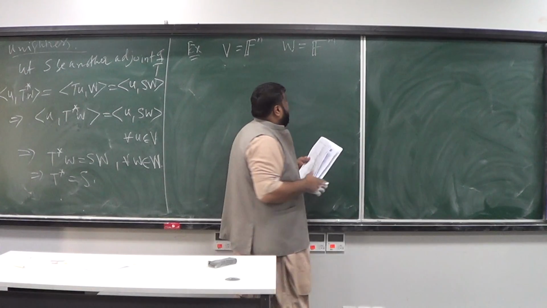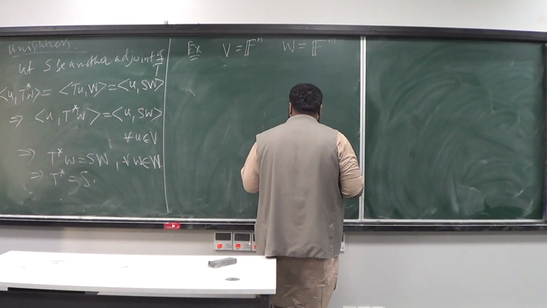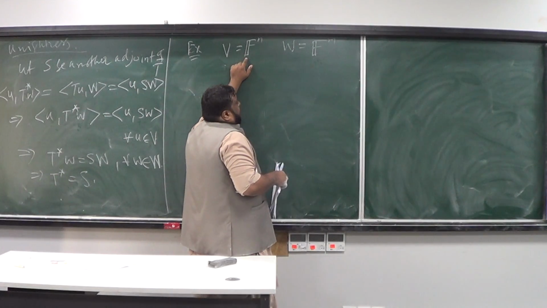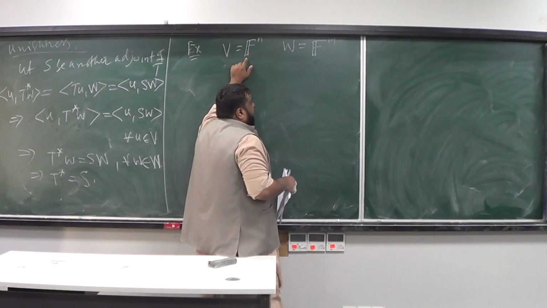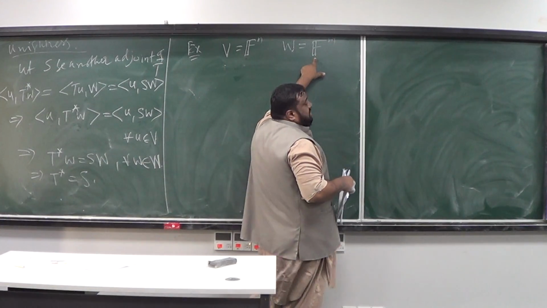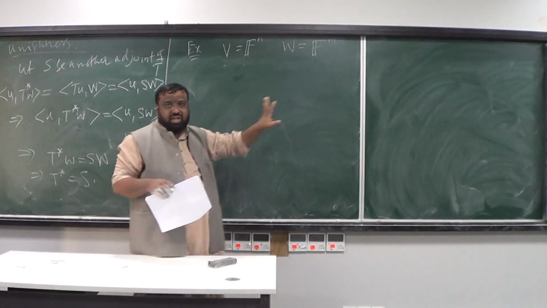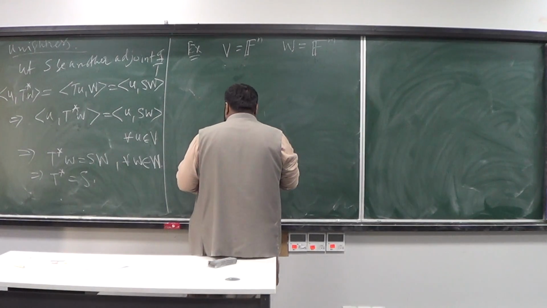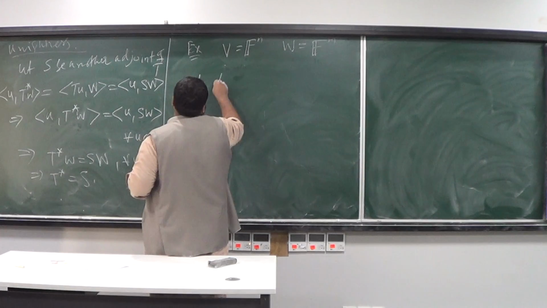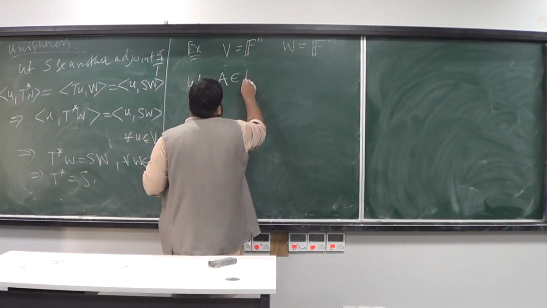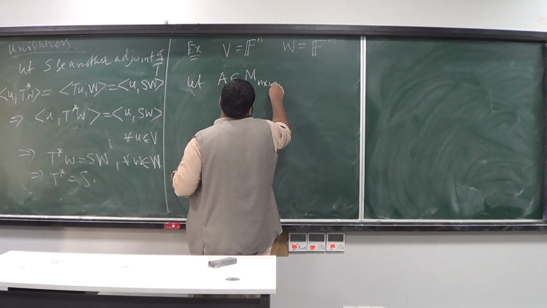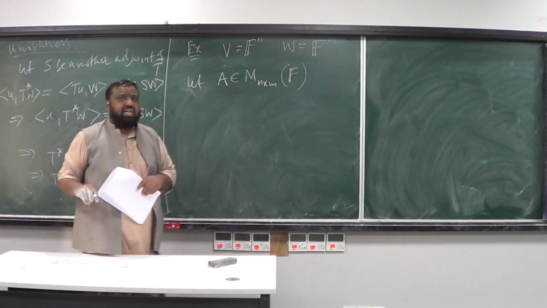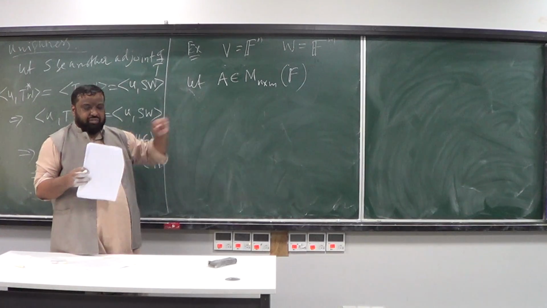So we know what the inner product on F^n and F^m is. The inner product on this is the scalar product, or the dot product, and on this you also have a dot product. So both have the dot product. Let's take a matrix A that is an n cross m matrix with entries from F.